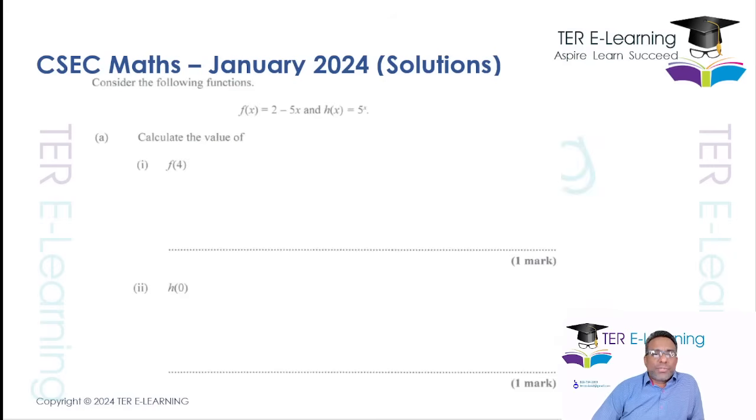Right? So this is question 4. We have two functions here. f of x is 2 minus 5x. h of x is 5 to the power x. What we want to calculate, we want to first calculate f of 4.